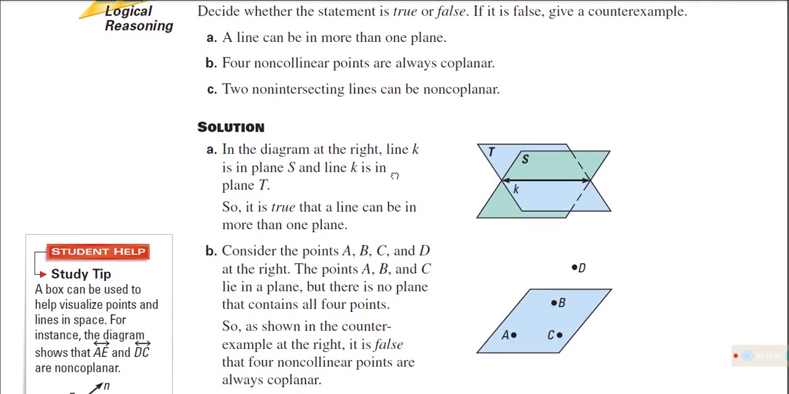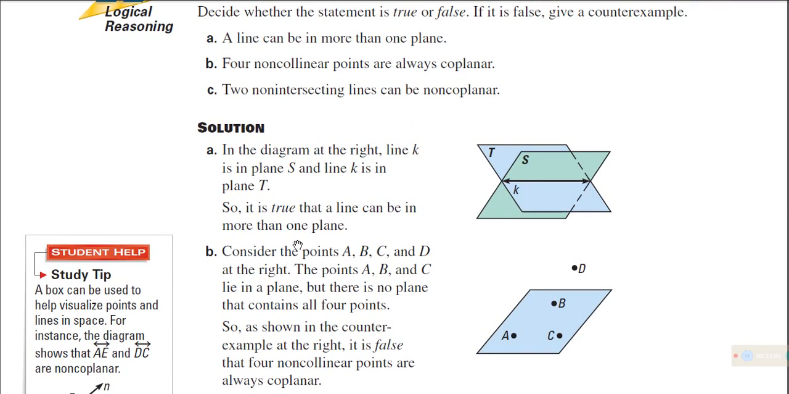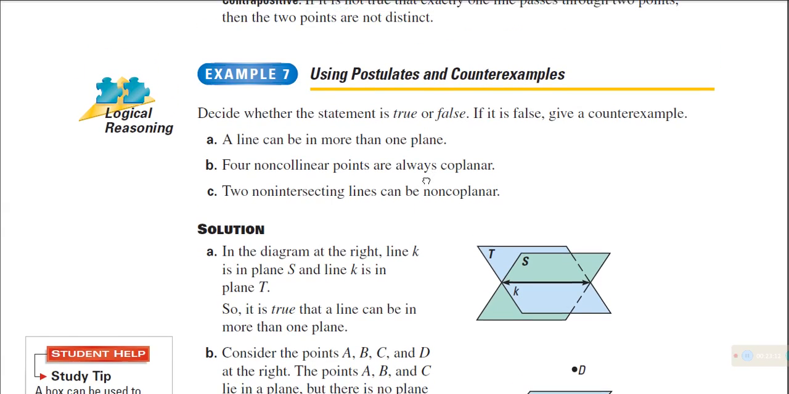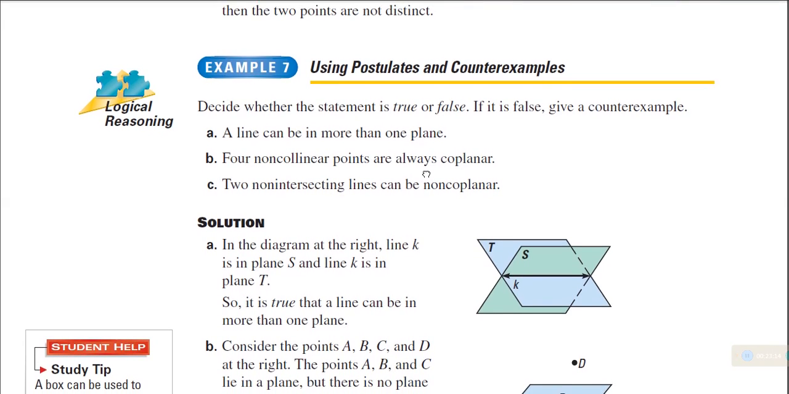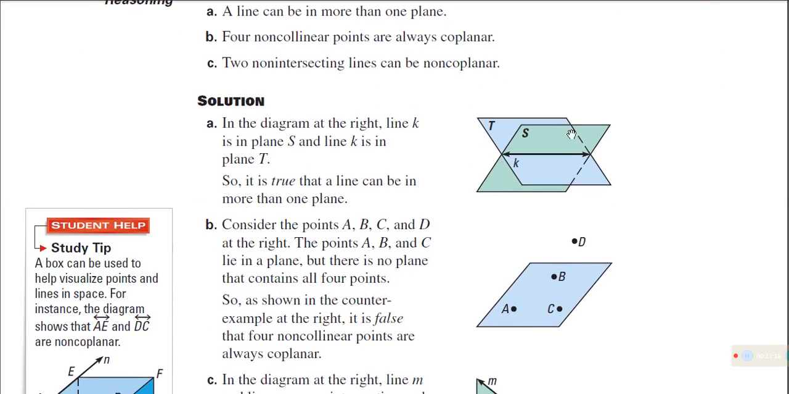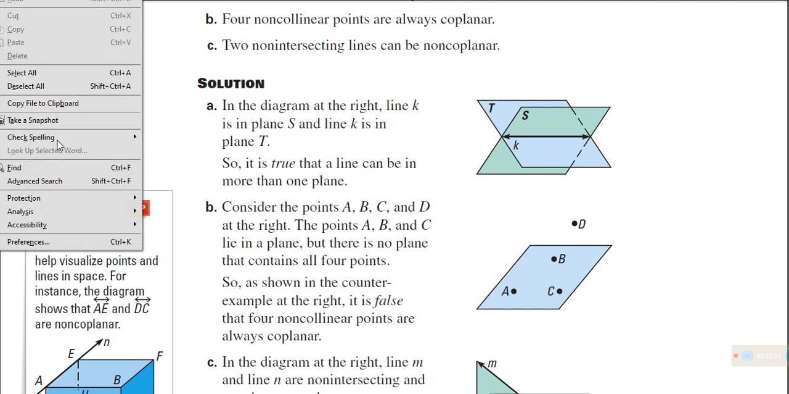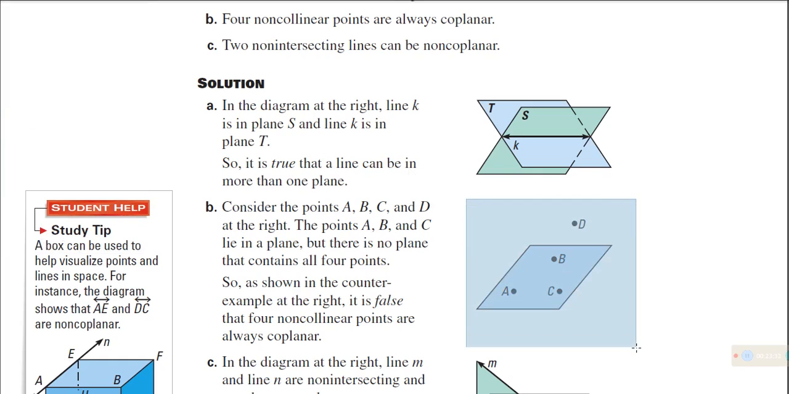Okay. Next, we have letter B. 4 non-collinear points are always coplanar. So, is this true or false? So, it is false. Why? This is plane containing A, B, and C. If you draw another point outside of this plane, makakabuo na siya ng isa pa ulit na plane that is not on your original plane.